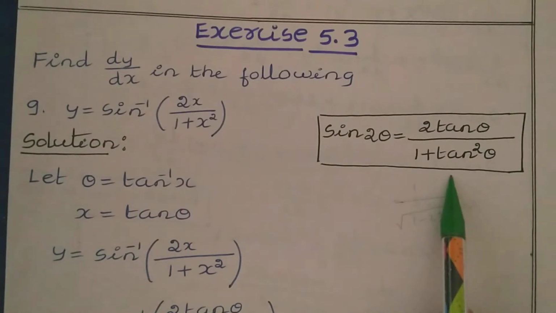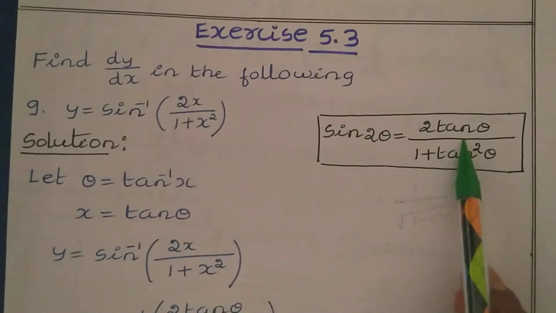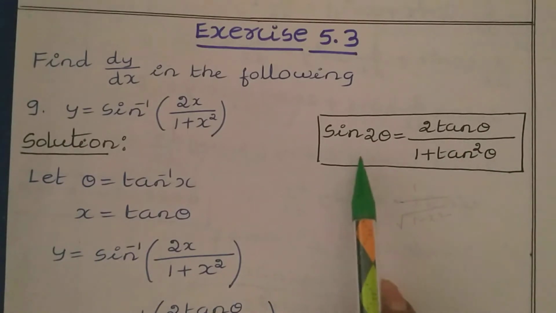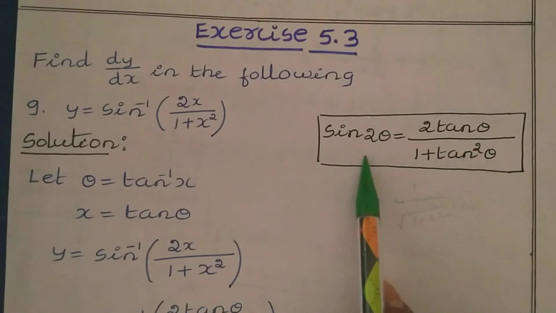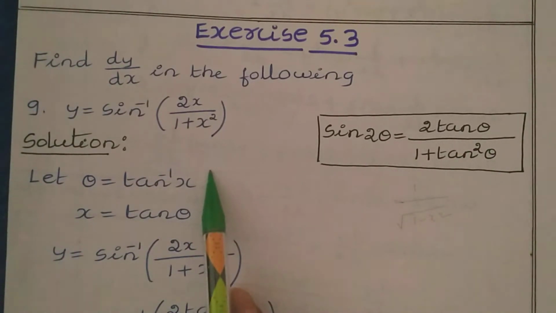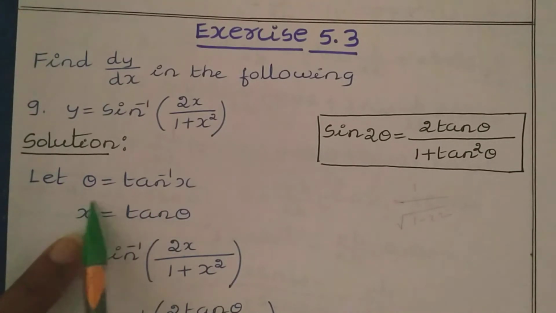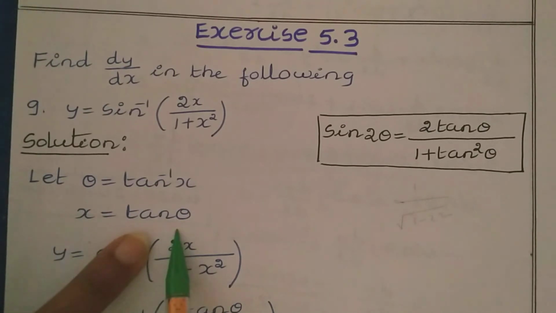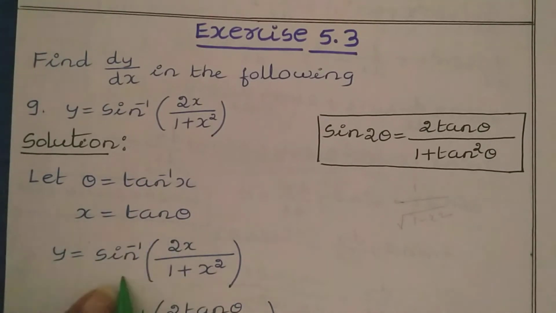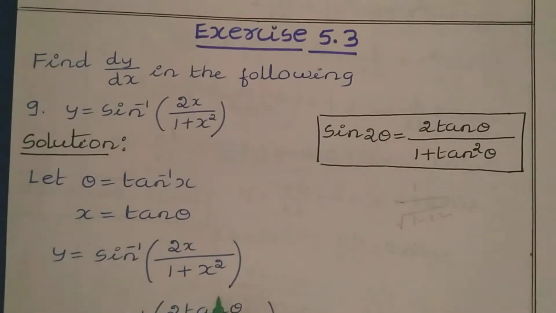That means here we can consider x as tan theta, so that we can use this trigonometric identity to solve this problem. So now let us take theta as tan inverse x, or tan inverse x is equal to theta. Then the same thing we can write: x is equal to tan theta. Now wherever you have x, put there tan theta in the given problem.